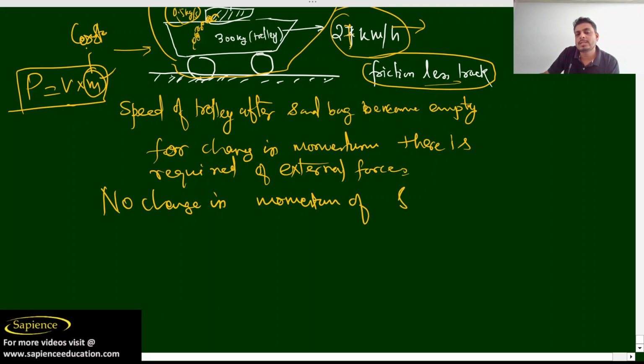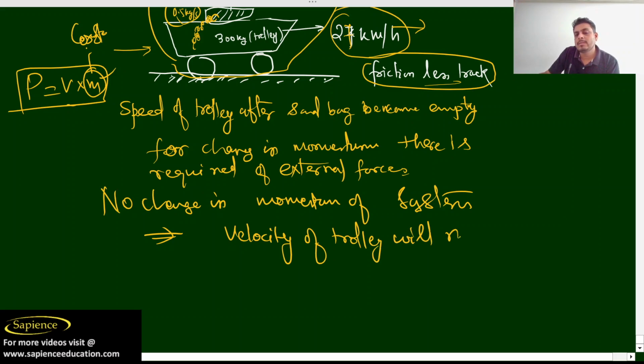Momentum of the system stays the same, which means the velocity will remain constant. The velocity of the trolley will remain constant, that is 27 km per hour. I hope you have understood, guys.